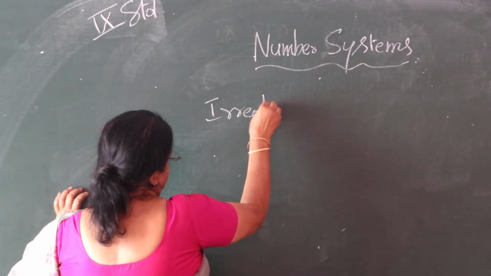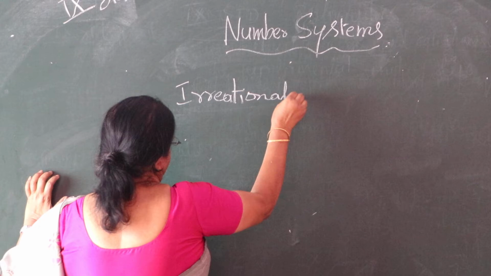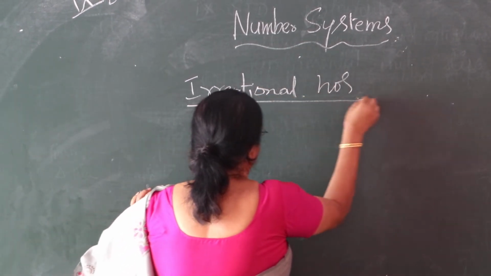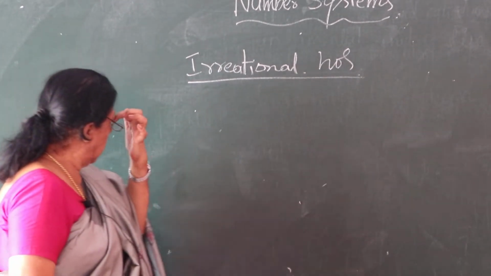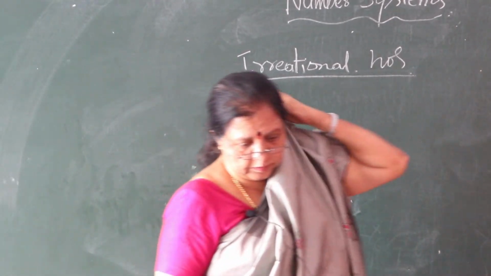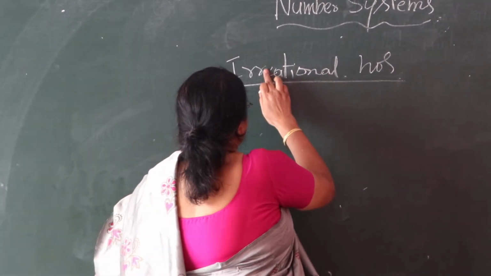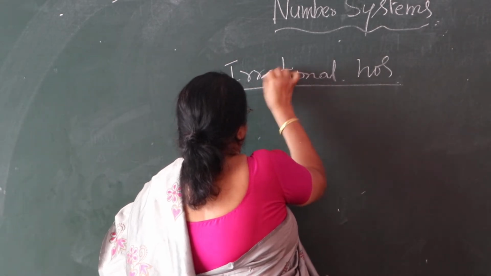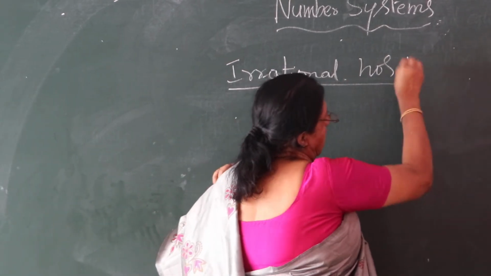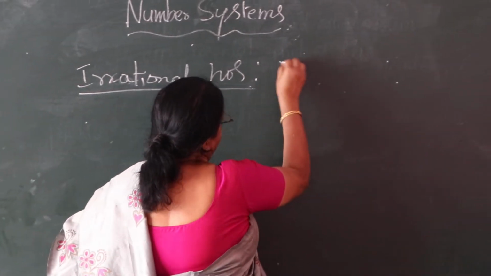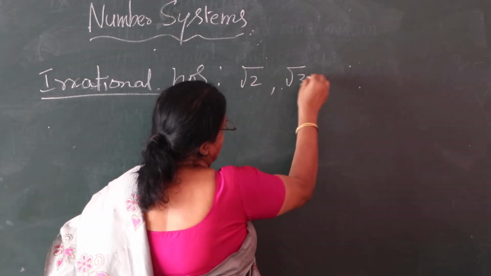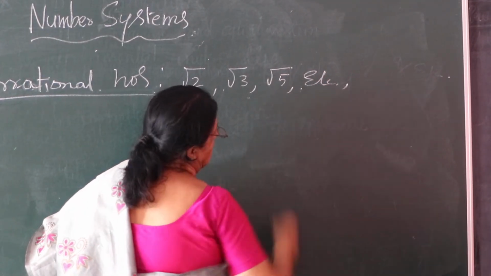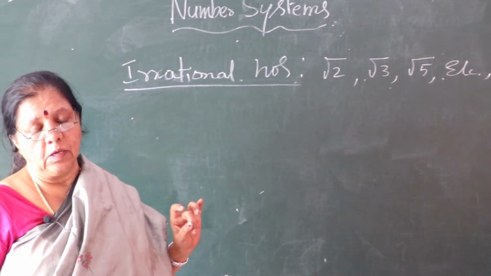Irrational numbers. Repeat it, all of you, irrational numbers. Example, root 2, root 3, root 5, etc. So, these are the irrational numbers.